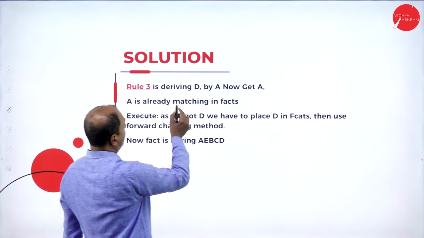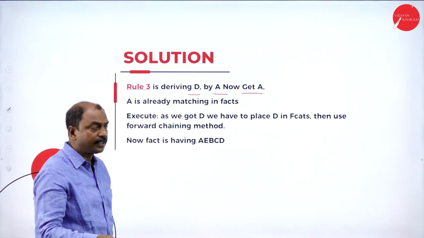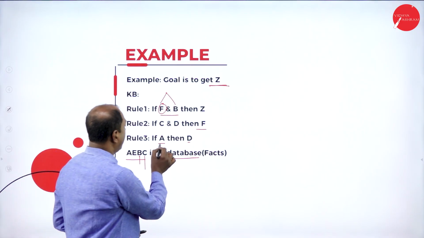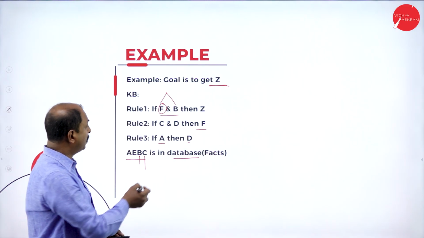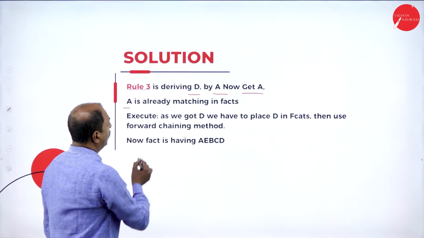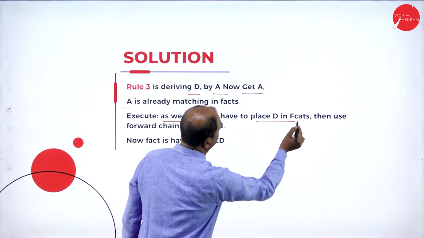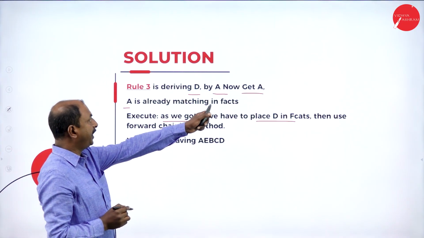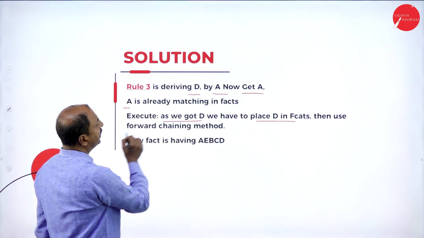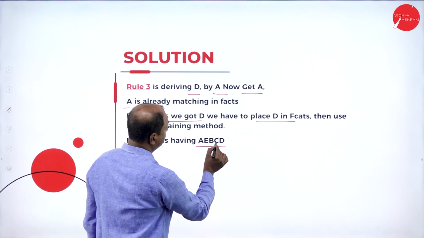So in rule 3, deriving D by A, and now we have to get A. It is possible to get D if it is A. If you look at the beginning, the rule is: if A, then D. Based on this rule, we have to get A. A is already matching in the facts. Now as we have to execute this, we got D, and we have to place D in the facts. Because A is available, we place D into the database. Now the fact base has A, E, B, C, D.